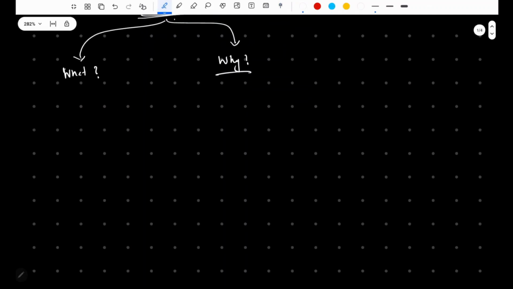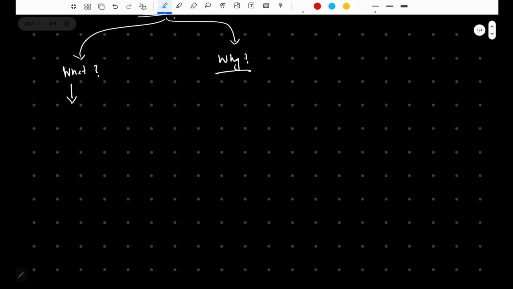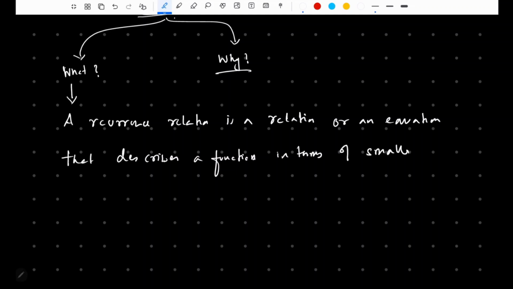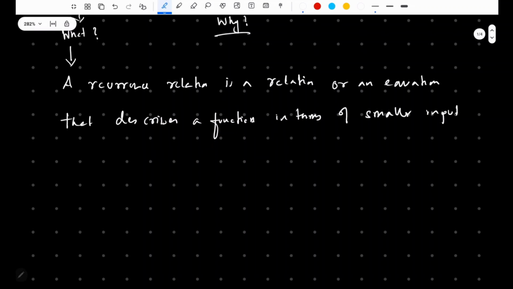So what is a recurrence relation? Let's first discuss that. A recurrence relation is a relation or an equation that describes a function in terms of smaller input. So let's first understand what this is.